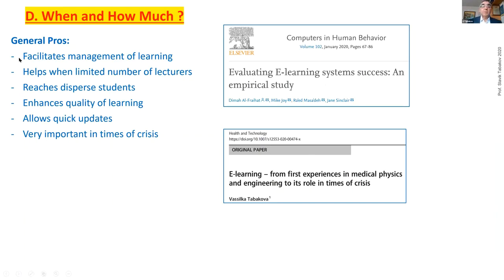There are many pros of e-learning, and these pros answer exactly the question when we can introduce it: when we need good management of the learning, of course, when we have a limited number of lecturers and e-learning is then excellent for that, when we want to reach dispersed students. Due to this reason, e-learning is developing, for example, in Australia, where they have excellent distance learning programs. When we need to enhance the quality of learning, and everyone wants that. And when we want to have quick updates, as I said.